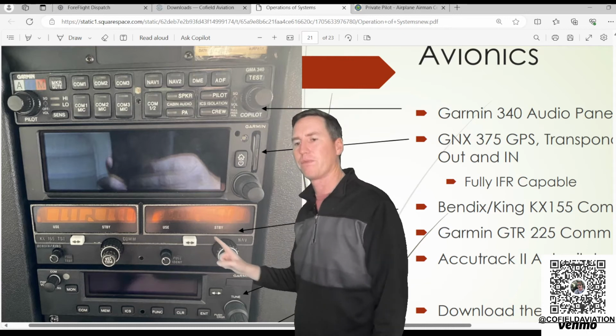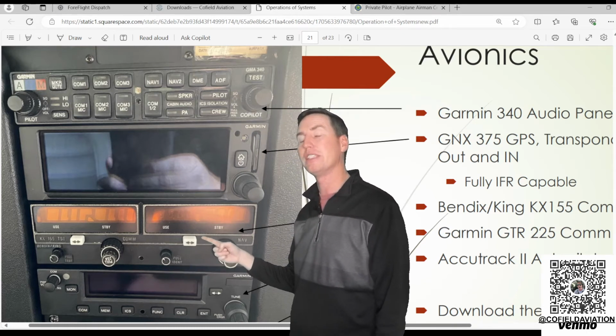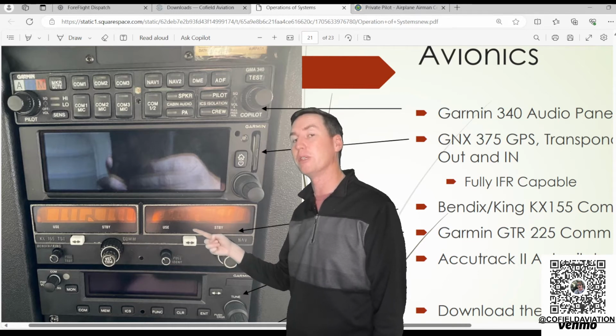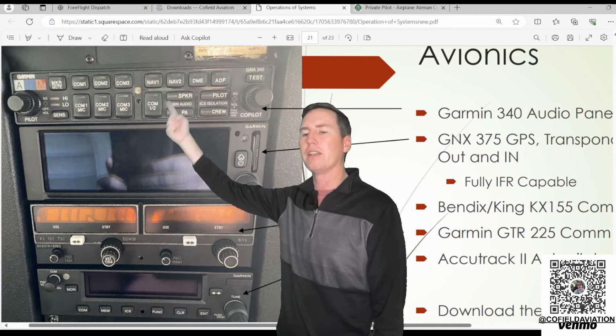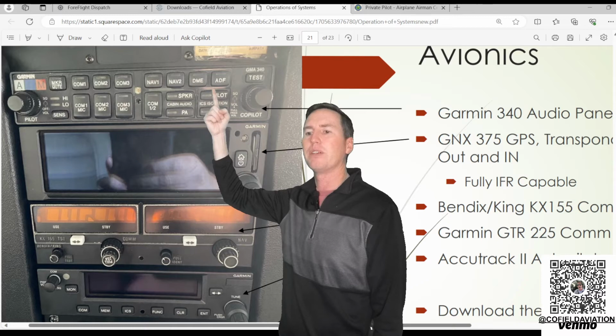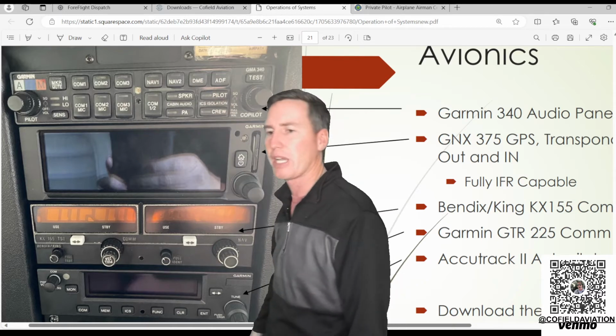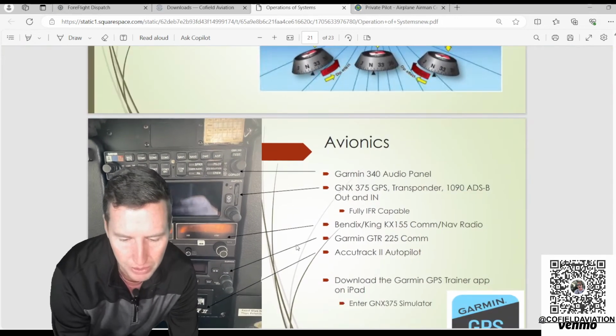this nav frequency. So then there's the volume for the nav. When we tune and identify VOR frequencies, which you'll be doing in your cross-country training, this nav 1 button is where we're going to listen to that. We don't have a nav 2. We don't have a DME. We don't have an ADF, so those buttons are never used. Okay, that's a really quick rundown of how you would use your avionics.